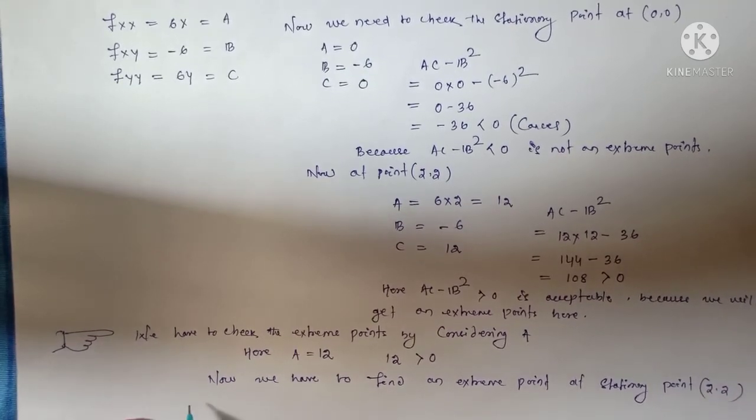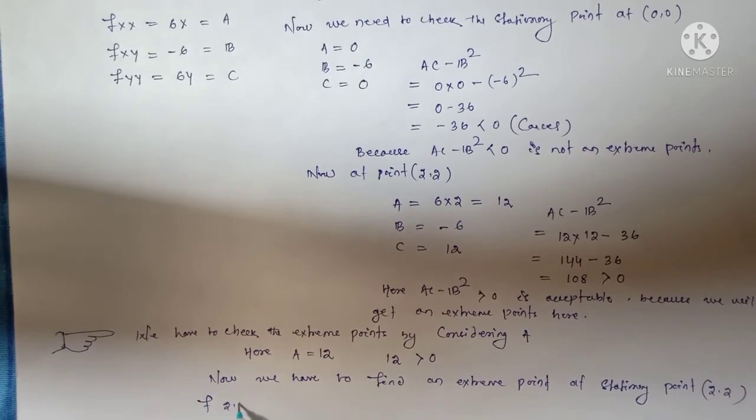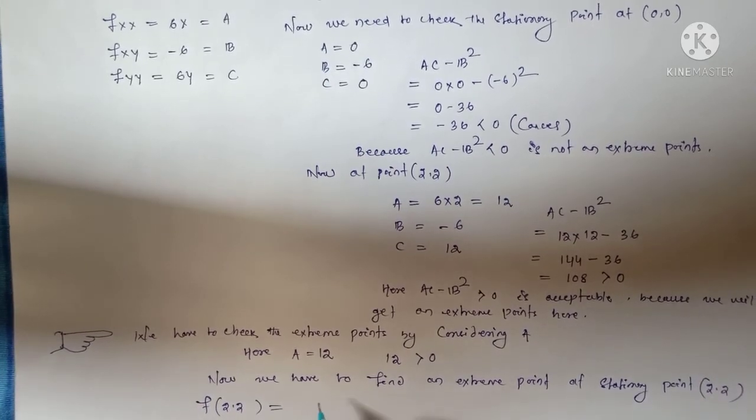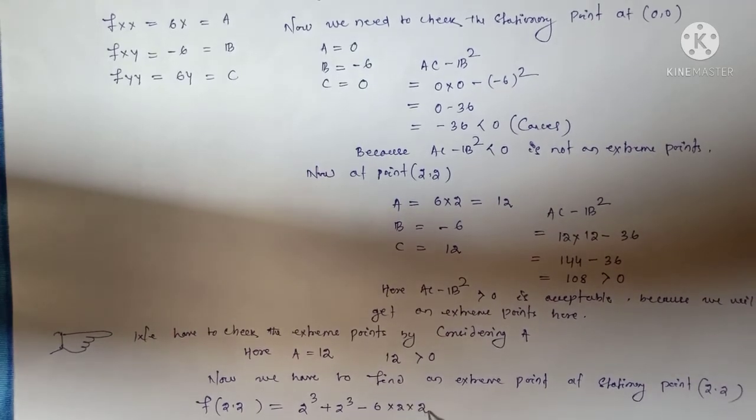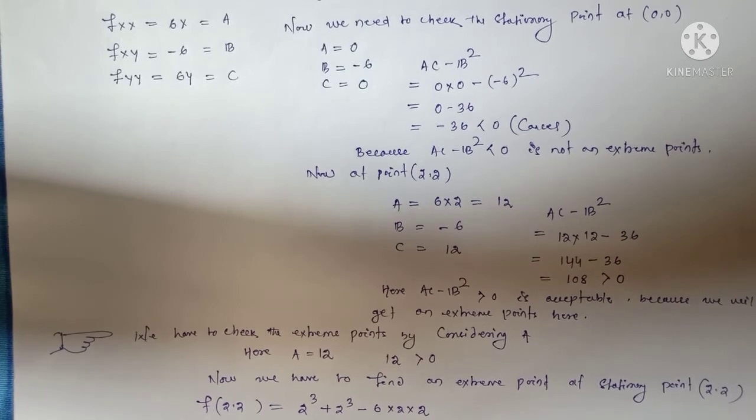So that means f of 2, 2 is equal to, so we have the equation that is x cube plus y cube minus 6xy. So we can write 2 to the power 3 plus 2 to the power 3 minus 6 into 2 into 2. So that will be 8 plus 8 minus, this is 6 into 2, 12 into 2, that is 24, and this will be 16 minus 24 is equal to minus 8, and this is your answer.